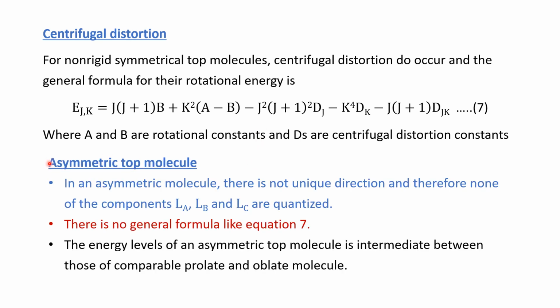And when we come to the asymmetric top molecules, unfortunately, we don't have a general formula like this, which is for the symmetric top molecule. However, in practice, we have seen that an asymmetric top molecule has energies between the prolate and oblate molecule. So you can say that an asymmetric top molecule is a slightly distorted shape of the spherical top molecule.